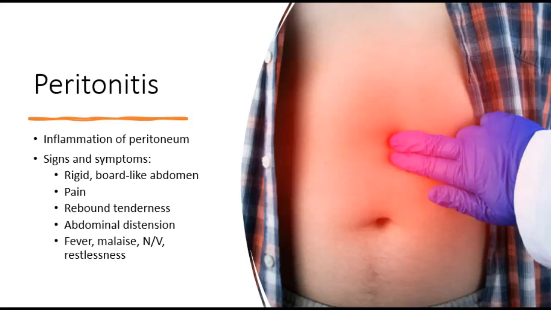It is caused when bacteria leaks into the peritoneal cavity through a perforated ulcer, ruptured appendix, perforated diverticula, necrotic bowel, gallbladder rupture, abdominal trauma such as stabbing, or peritoneal dialysis. Signs and symptoms that you will see most common is going to be the rigid board-like abdomen.